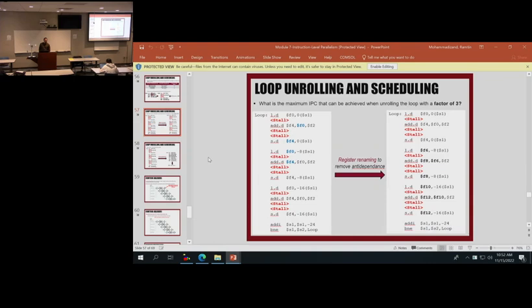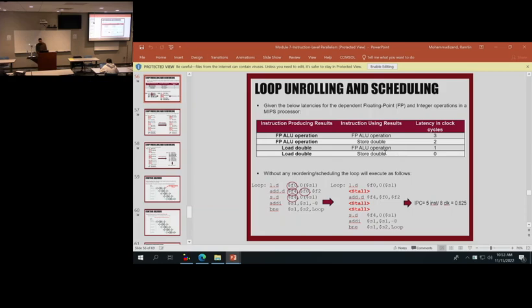Would you give us the code in C or? No, you don't have to do C to assembly conversion. It's going to be an assembly code. I give you an assembly code with the table like this.